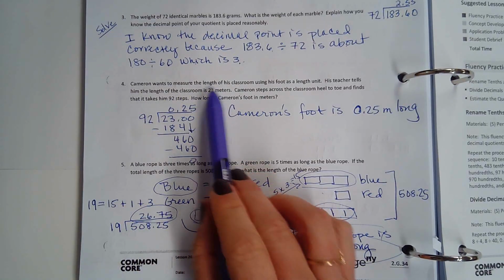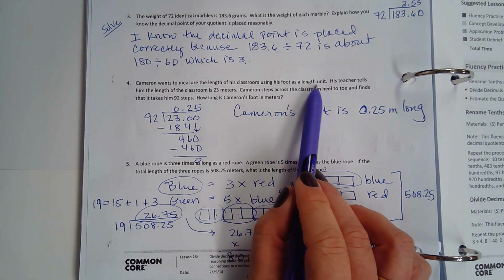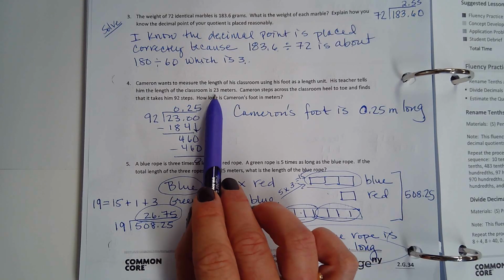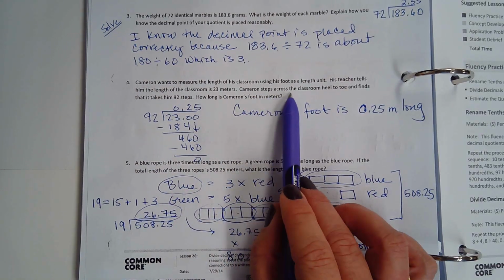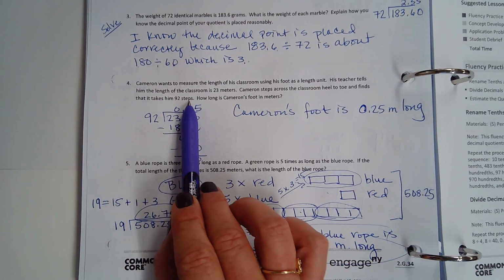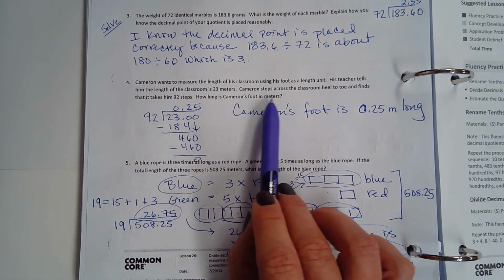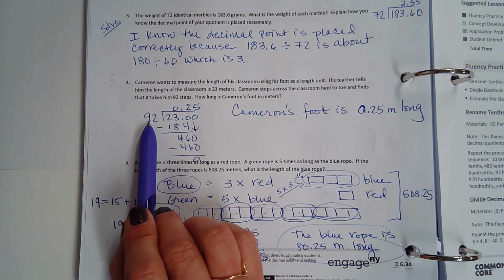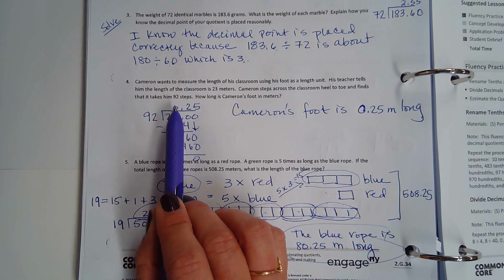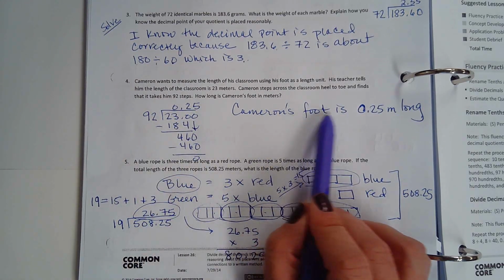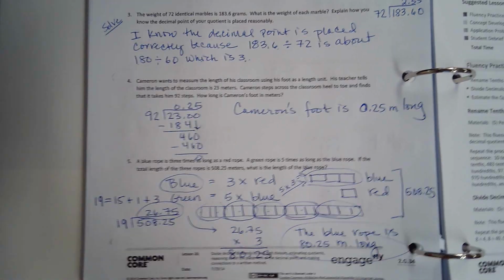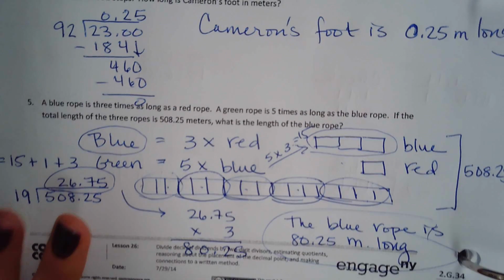Now, Cameron wants to measure the length of the classroom using his foot as a length unit. His teacher tells him the length of the classroom is 23 meters. Cameron steps across the classroom heel to toe and finds that it takes him 92 steps. How long is Cameron's foot in meters? Well, you're going to simply divide 23 meters by 92 steps and get 0.25. Cameron's foot is 0.25 meters long.